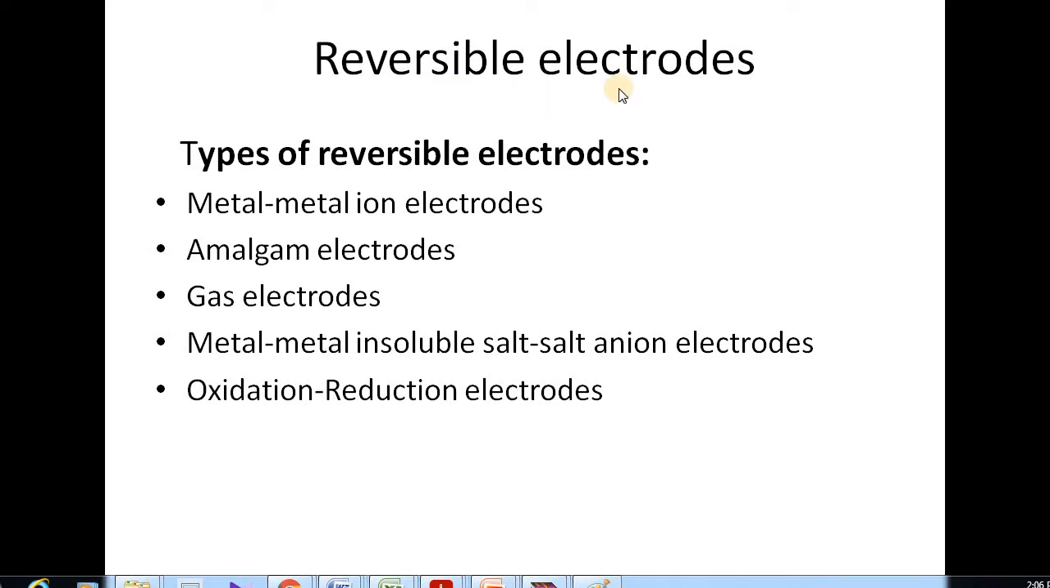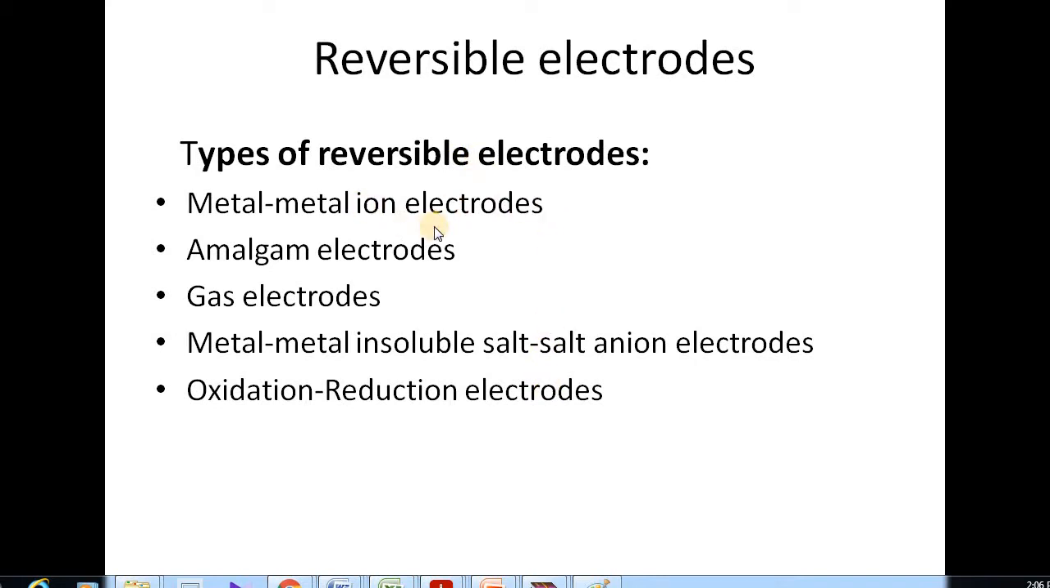Reversible electrodes are what? These are the electrodes at which the reaction with respect to the ion will be reversible. It can take place in either the forward direction as well as the backward direction. So we will study different types of reversible electrodes in today's lecture.